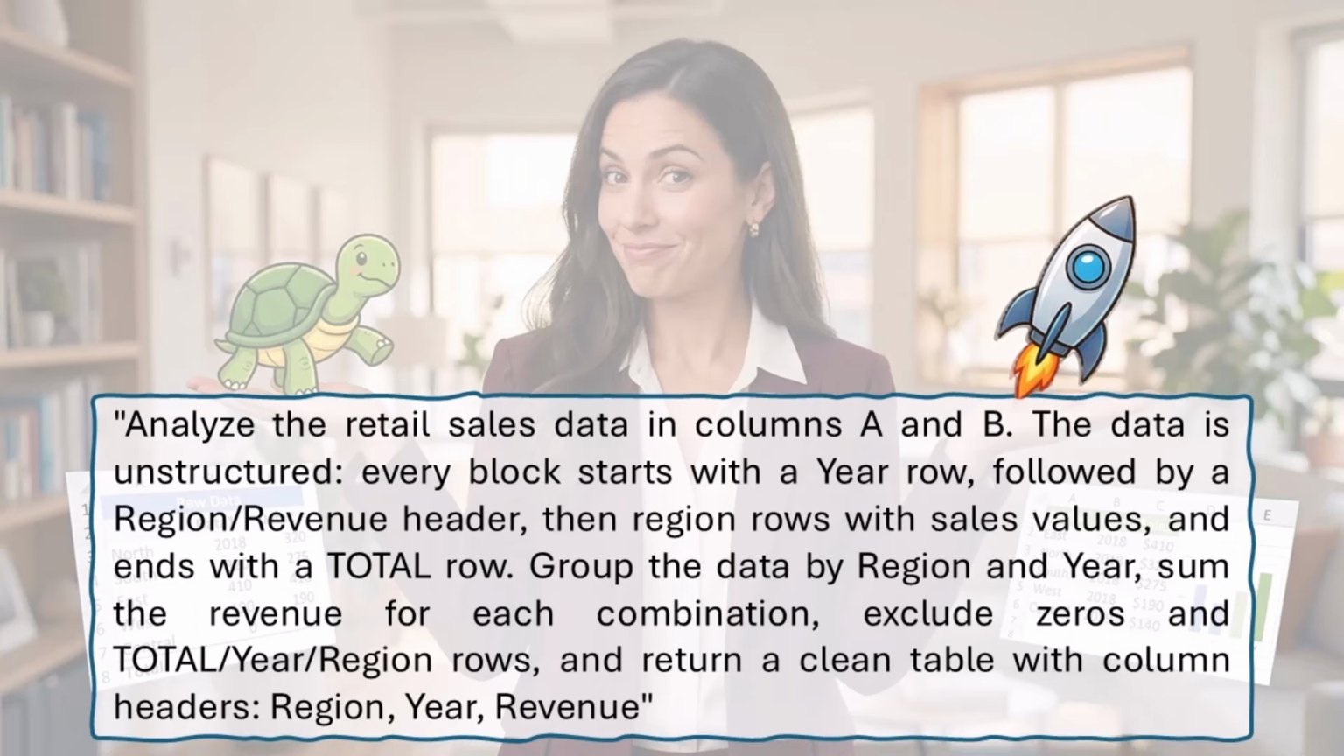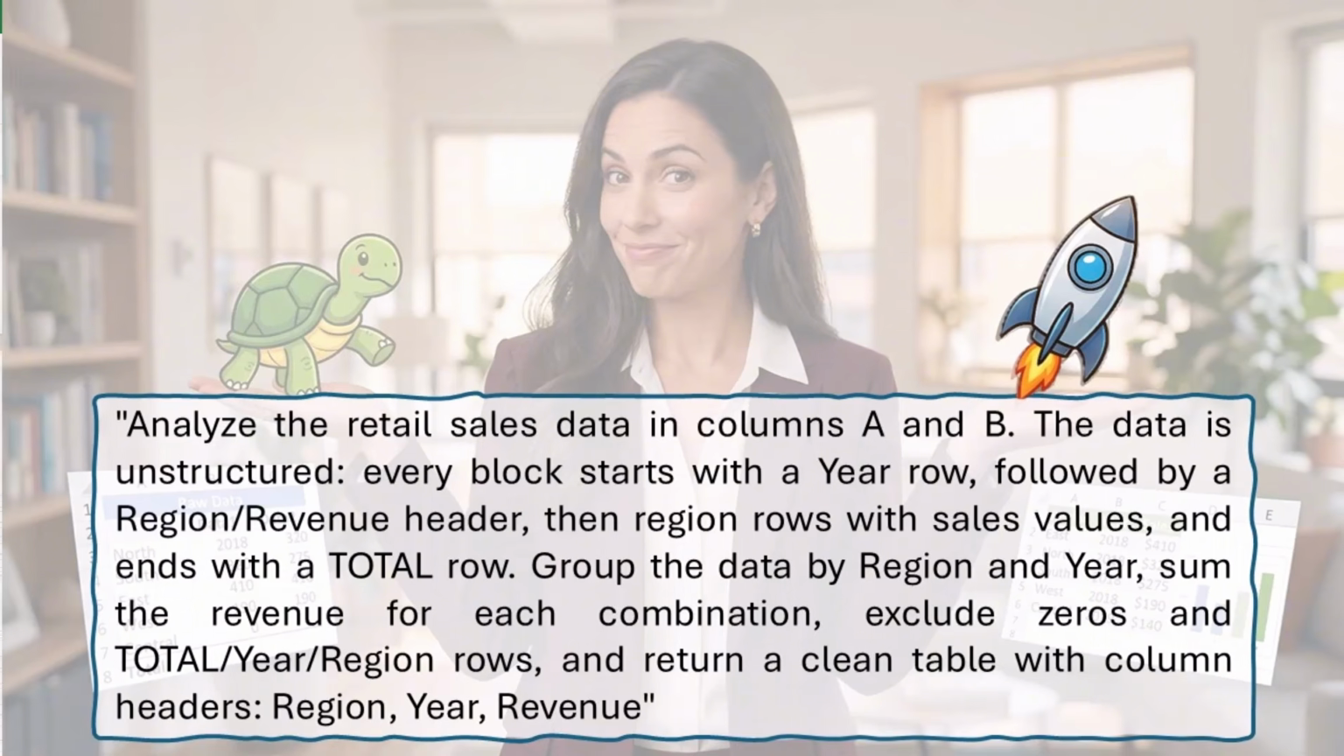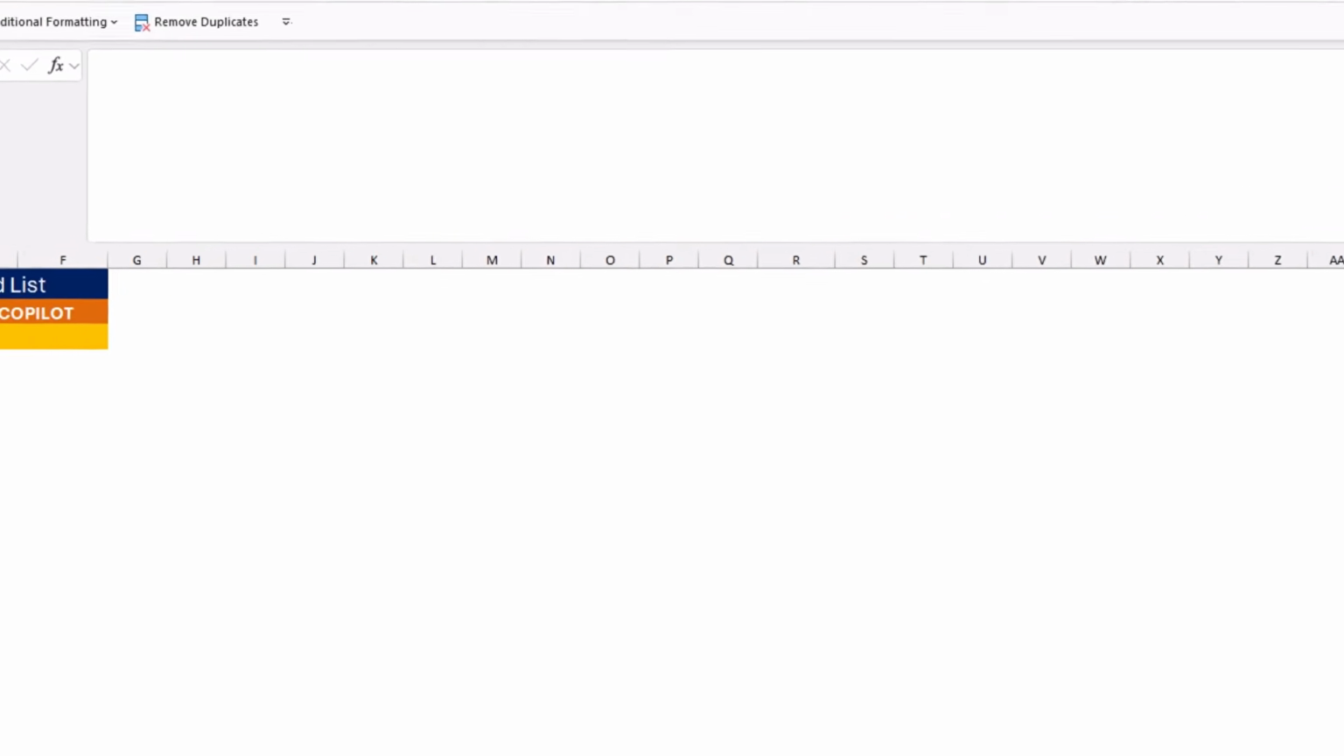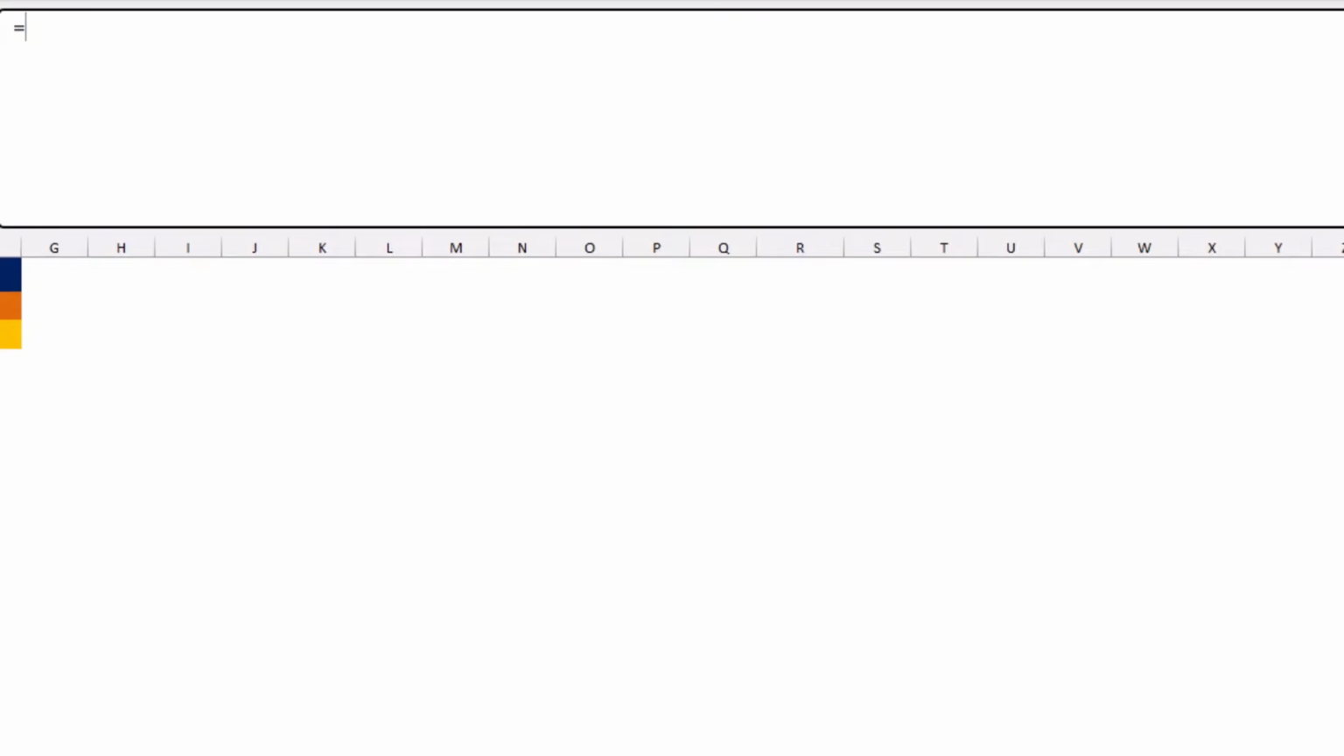The data is unstructured. Every block starts with a year row, followed by a region revenue header. The region rows with sales values and ends with a total row. Group the data by region and year. Sum the revenue for each combination. Exclude zeros and total, year, region rows. And return a clean table with column headers region, year, revenue.